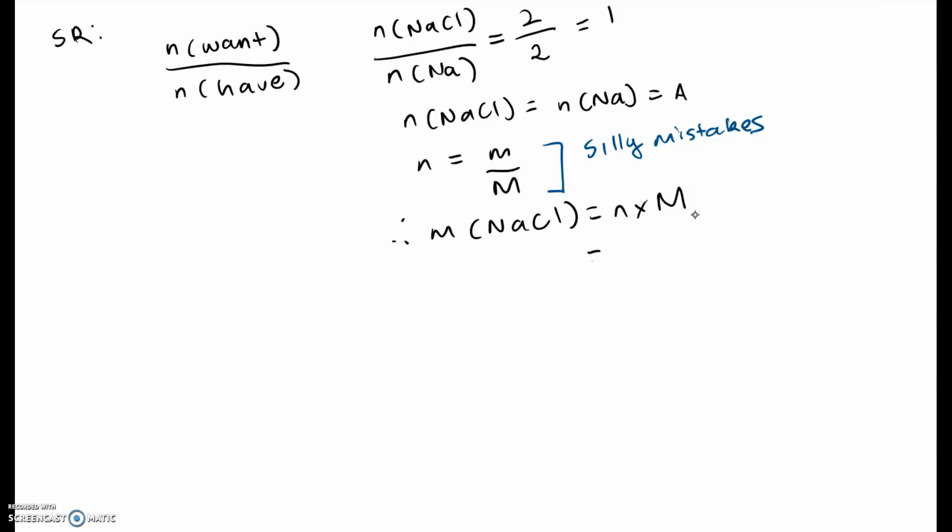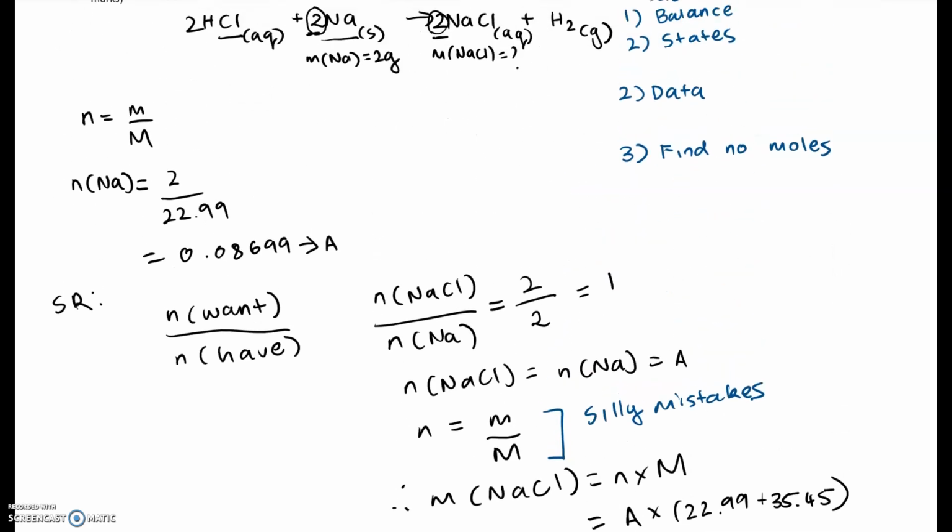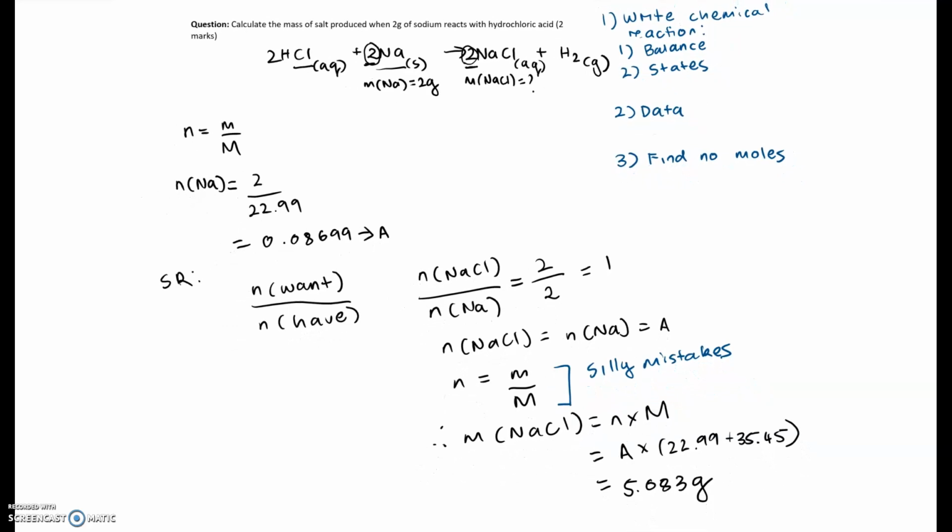So, to go back here, this is equal to A times 22.99, which is a molar mass of sodium, plus 35.45, which is a molar mass of chloride. And that should give you a final answer of about 5.083 grams. And is that our final answer in chemistry?